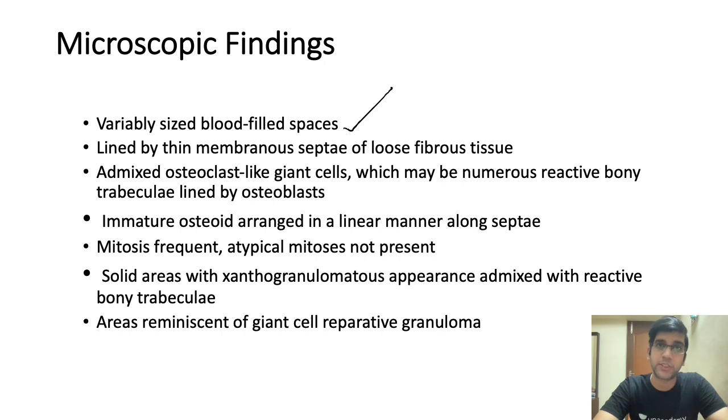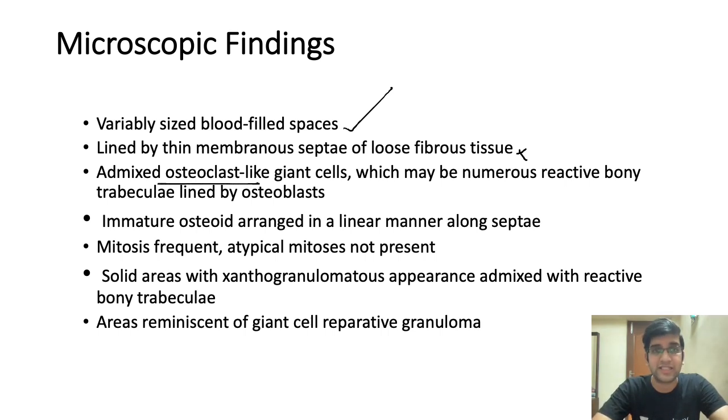Variable size blood filled spaces, which was there in our biopsy, right? Lined by thin membrane septa of a loose fibrous tissue. See, this I'm not able to see for the only reason that it's not an entire representative dissection. I'm having a chunk of a biopsy. Maybe I'll see the second point when I'm going to excise. If the tumor is excised and given to me, yes, I'll be able to see them for sure.